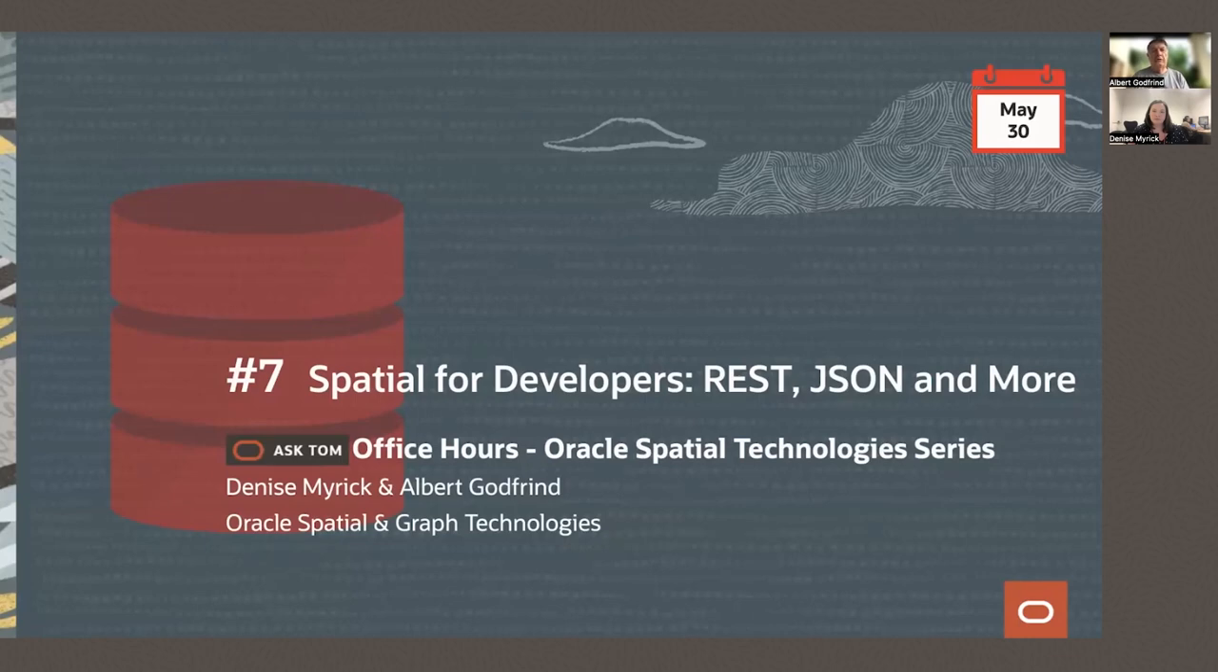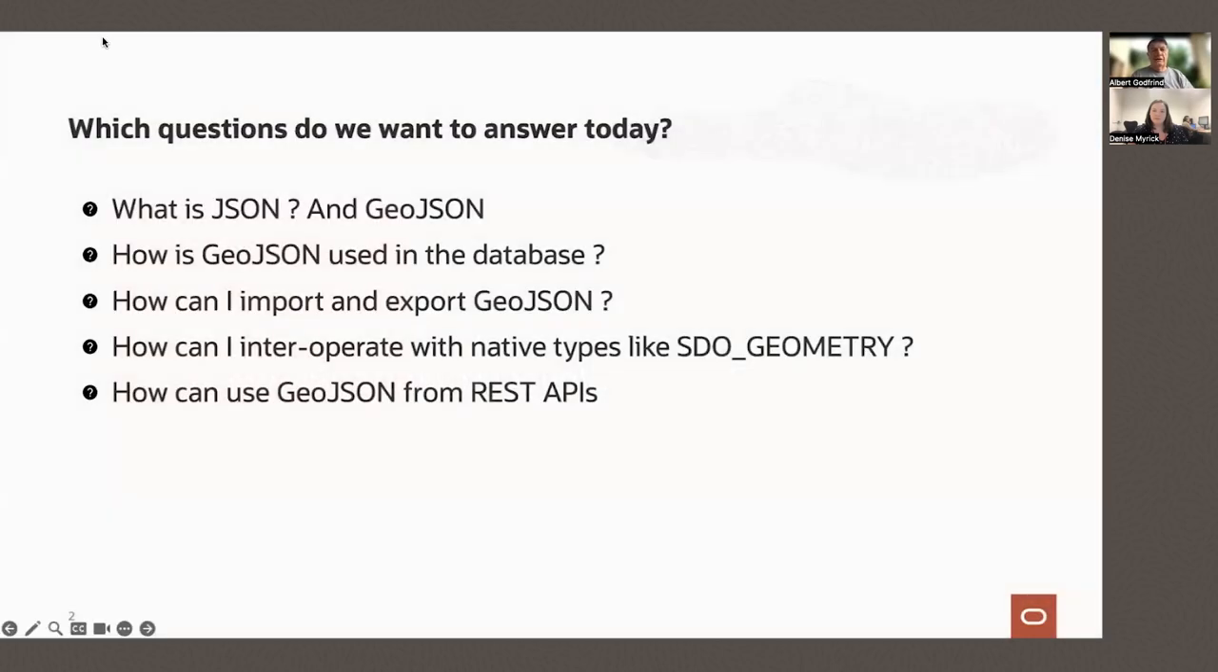So today we'll focus on what is JSON. I expect that you know what is JSON. What is GeoJSON, and how do we do things like interoperating JSON and geometry in the database, and also how do we upload, extract, use, connect to and get GeoJSON data from all sorts of places. And for that, we're using Spatial Studio. All right, so that's the agenda for today.